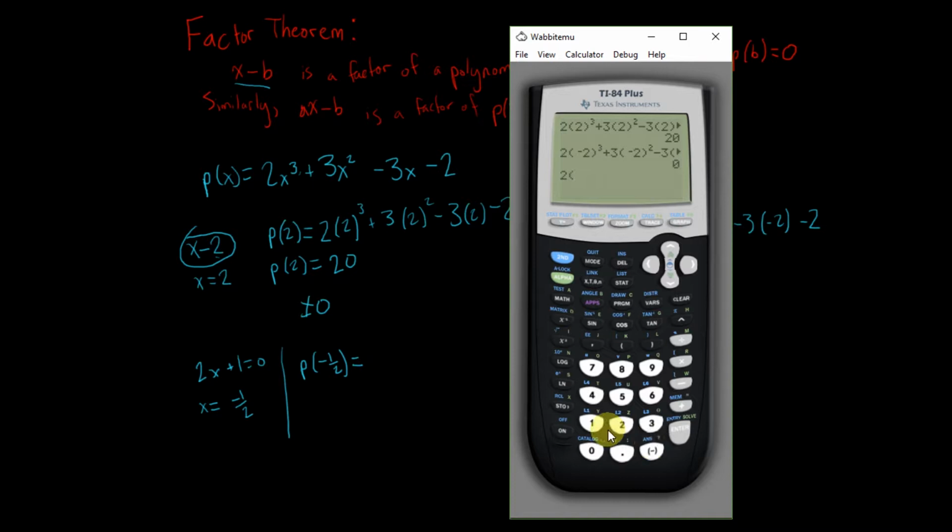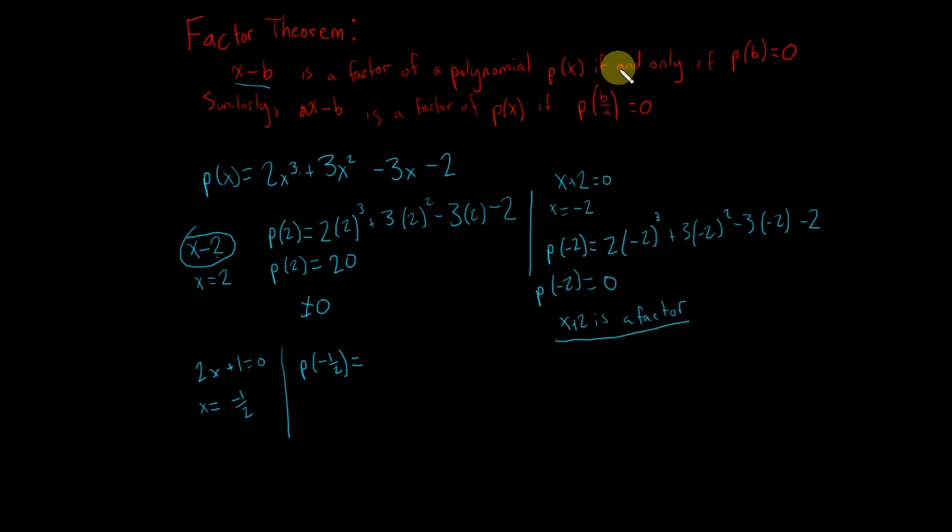Hold on, I thought that would work typing it in my keyboard, but it wouldn't. p of negative 0.5 to the power of 3, plus 3 of negative 0.5, and this is squared, minus 3 bracket negative 0.5, and then finally minus 2. And that does equal 0. So we can also say that 2x plus 1 is also a factor.